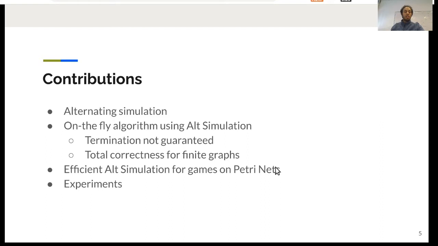Before we go into alternating games, let me first summarize the set of contributions we made in this paper. We introduced the notion of alternating simulation and implemented an algorithm which uses this alternating simulation. Although termination is not guaranteed in general for this algorithm, total correctness is guaranteed in case of finite graphs. We also introduced efficient alternating simulation for games on Petri nets. And in the end, we conclude with experiments which show that the algorithm using this simulation relation performs in general better than a naive approach.